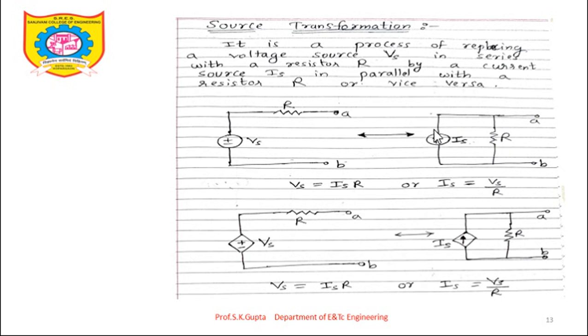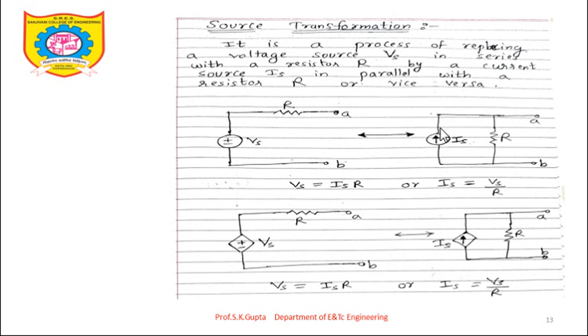Means, suppose you have one current source and one parallel resistor, then you can replace it by a voltage source in series with a resistor. Vice versa, a voltage source with a resistor can be replaced by a current source parallel with a resistor, and a current source parallel with a resistor can be replaced by a voltage source in series with a resistor.